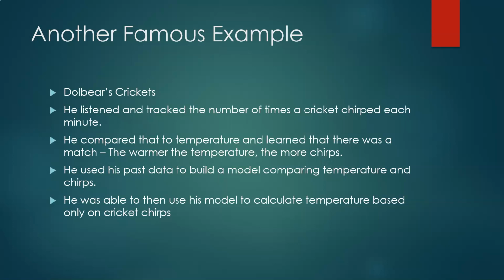So he compared temperature and cricket chirps and was able to build a predictive model based on cricket chirps to tell how warm it was outside. There was enough of a linear relationship between those two variables in the sense that when one went up, the other one acted in a predictable and consistent manner.